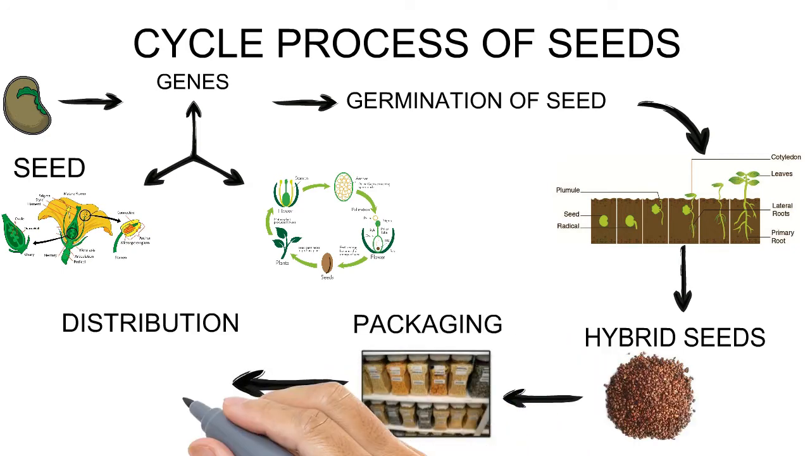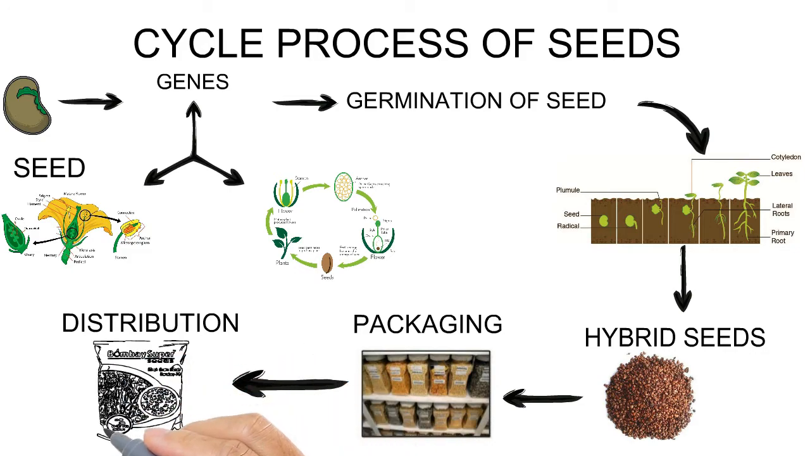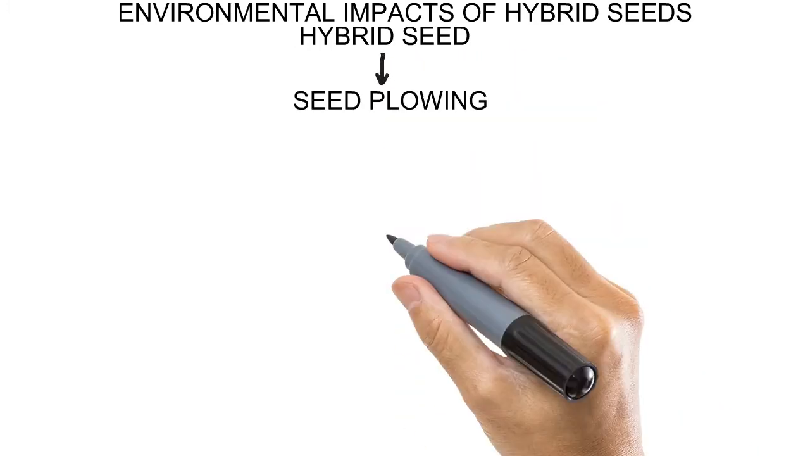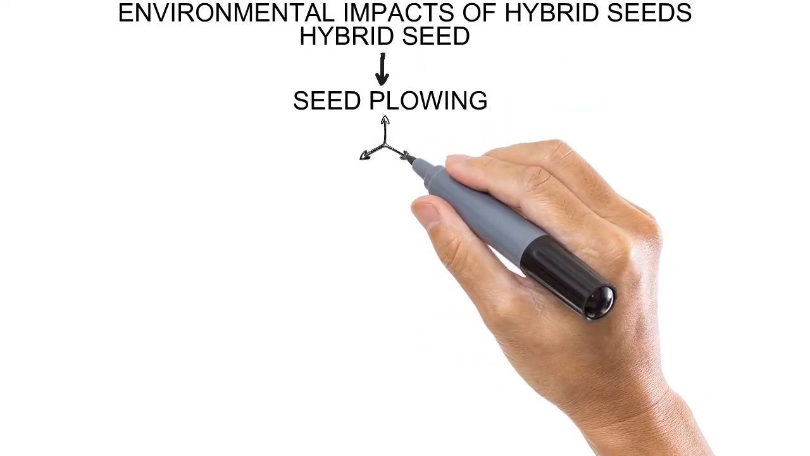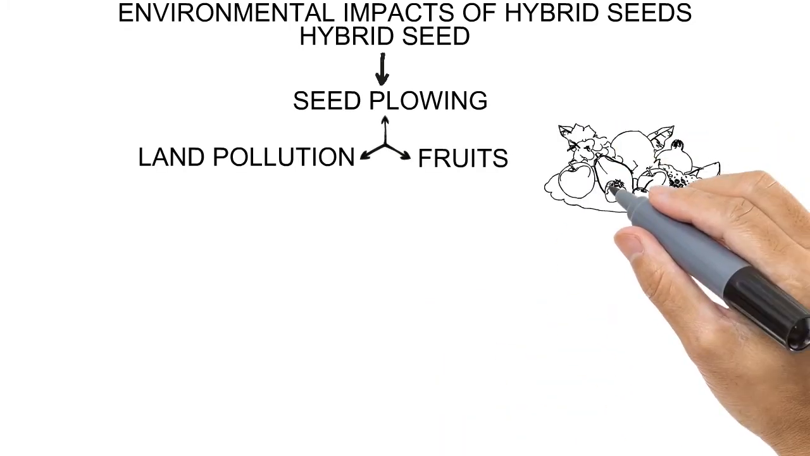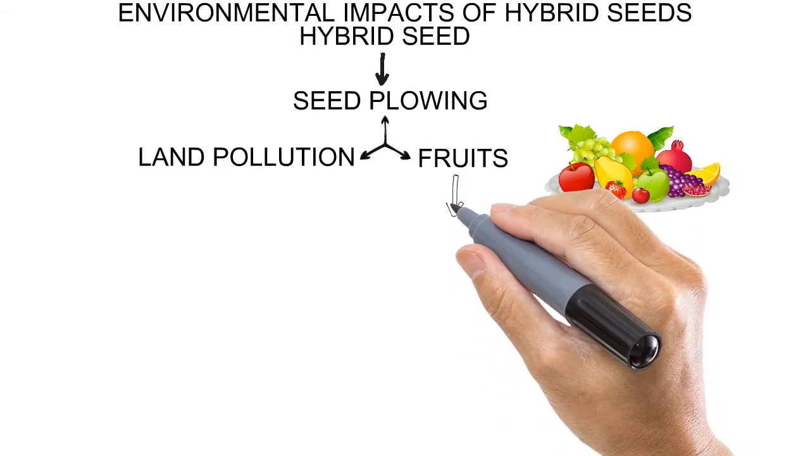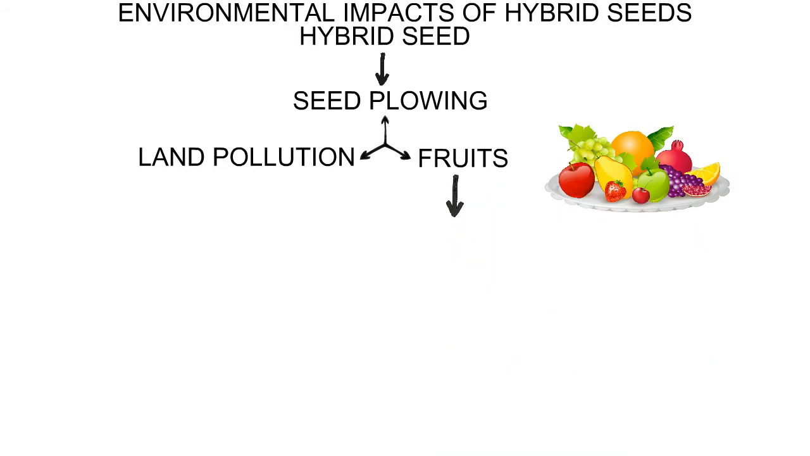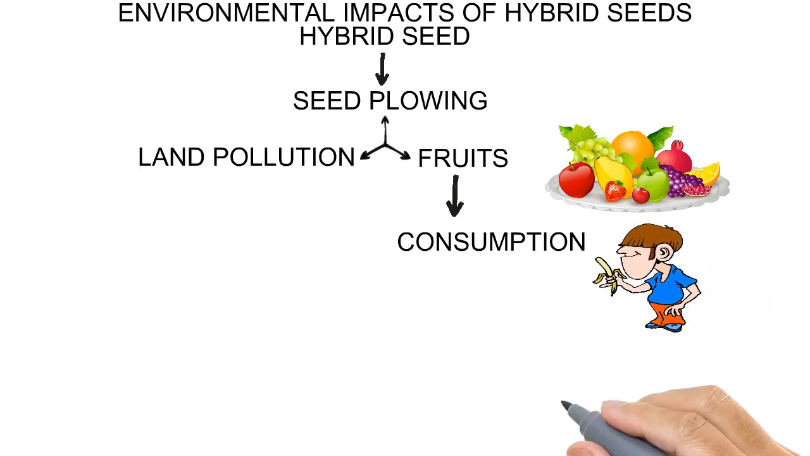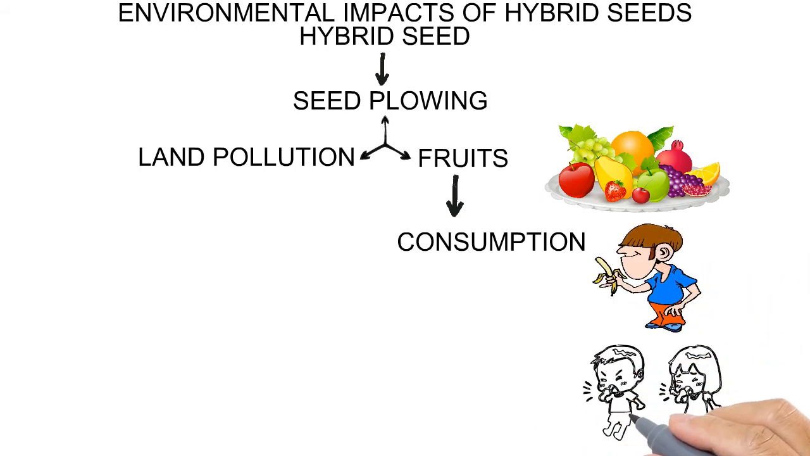And let's see the environmental impacts of the hybrid seeds. Let me show the process. First, the seeds are grown in the land. In that stage itself it causes 2 impacts. First, we are going to see the impacts caused to humans by taking hybrids. Hybrid foods are unhealthy when taken. Continuously taking hybrid foods causes injuries to health.